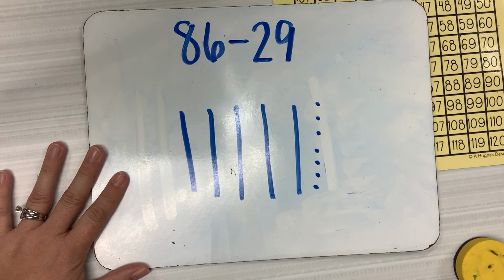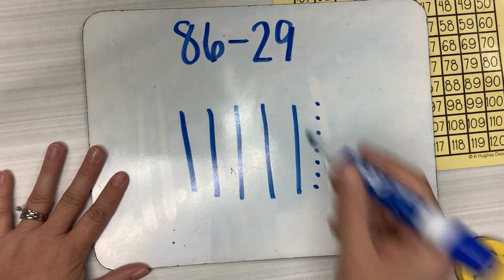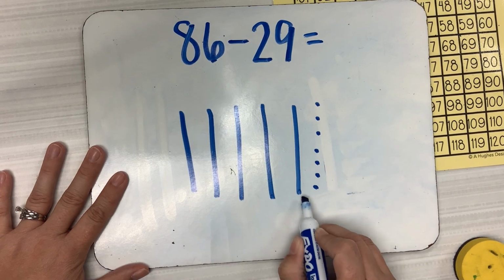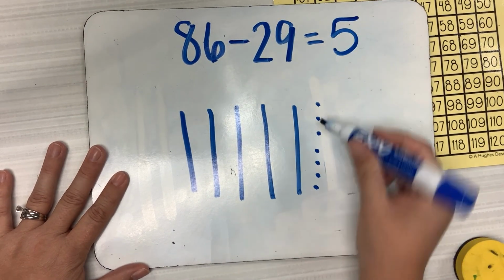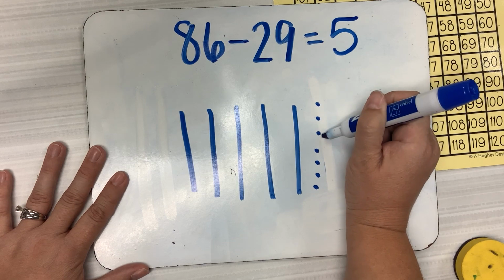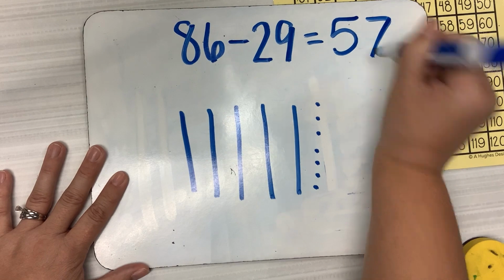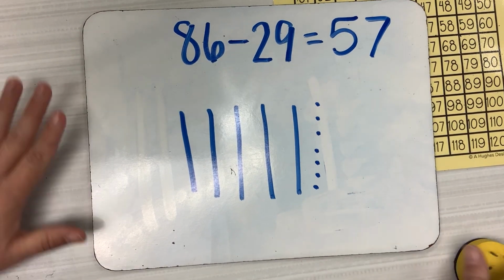Now I count how many tens and ones I have left. 10, 20, 30, 40, 50, 51, 52, 53, 54, 55, 56, 57. My answer is 57.